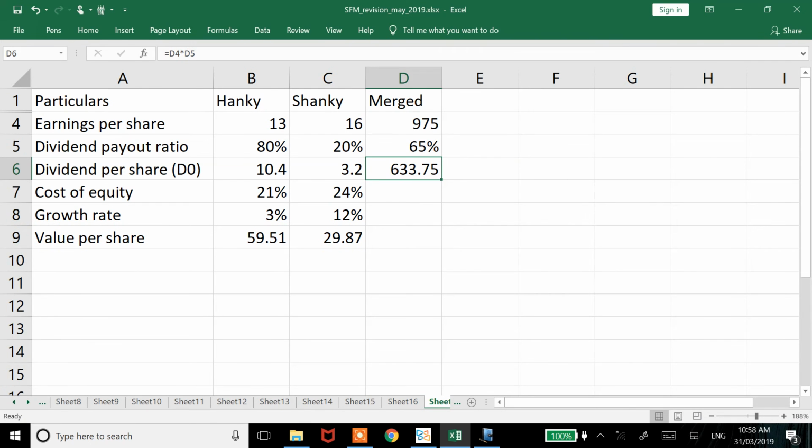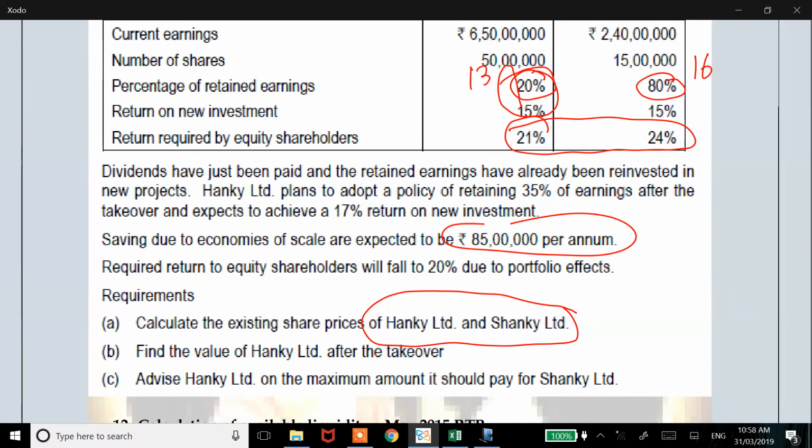In fact, this number of shares information is of no use at all. I should work only at the overall earnings level, get the P multiple, get the value. Our overall dividends, divide by K minus G and get the value. So we have got the overall dividends. What's the cost of equity of the merged entity?